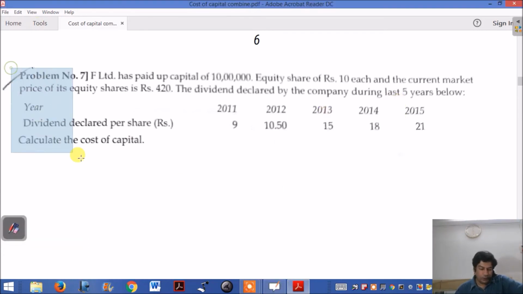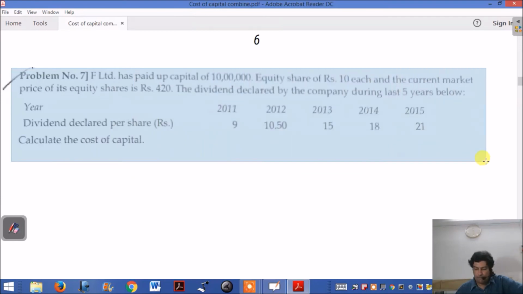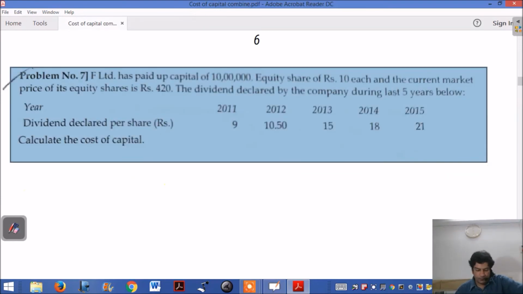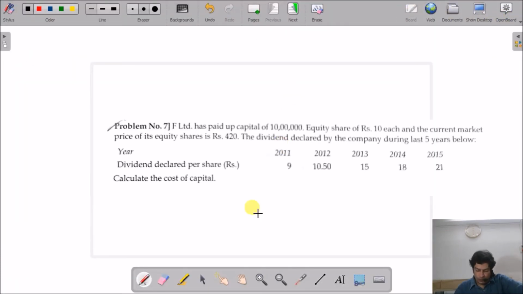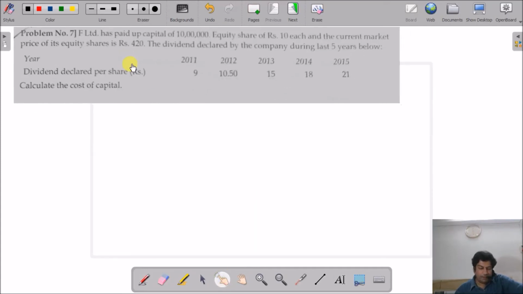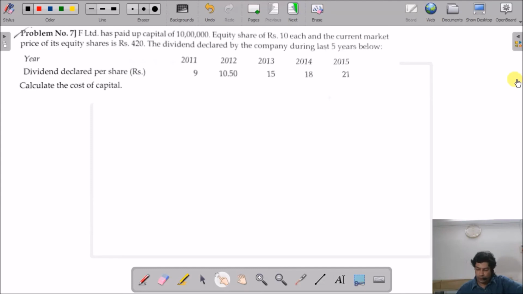So now I will be copying this sum. Okay. So this is the sixth sum. So now we will be reading this particular sum, and then I will be moving forward.